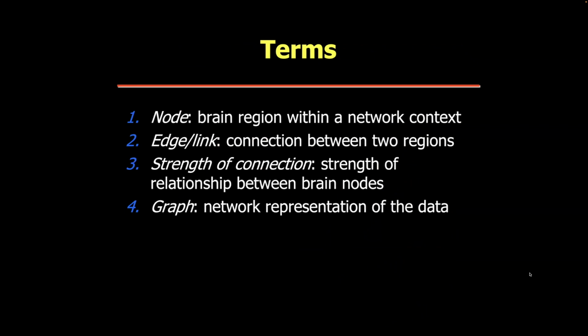The strength of the connection is the strength of the relationship between these nodes, and that's typically determined using something called a correlational analysis. I'll show what that means in a minute, but in essence, the more strongly two areas are correlated, that value will go up and give us a stronger connection, a link. And then graph: you'll sometimes hear the term graph. That's just a network representation of the data. If you took all of the elements and put them together and examined all their connections, that is the graph.